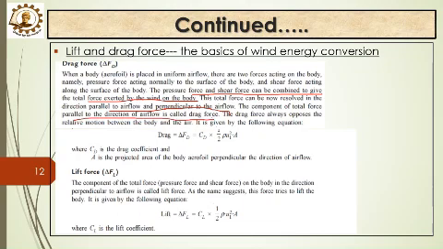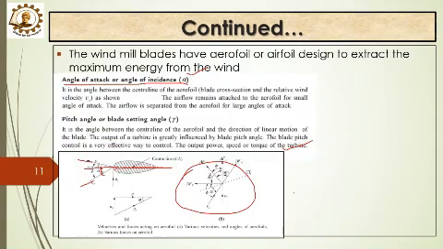It is dragging, and the drag force always opposes the motion between the body and the air. It is given by this kind of formula, where CD is the drag coefficient and A is the projected area of the body, the airfoil, perpendicular to the direction of the airflow. So FD, that is the drag force.